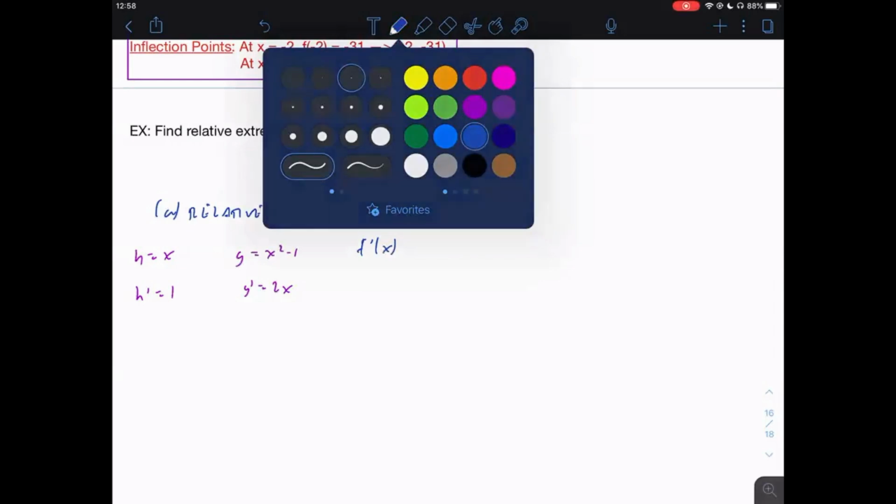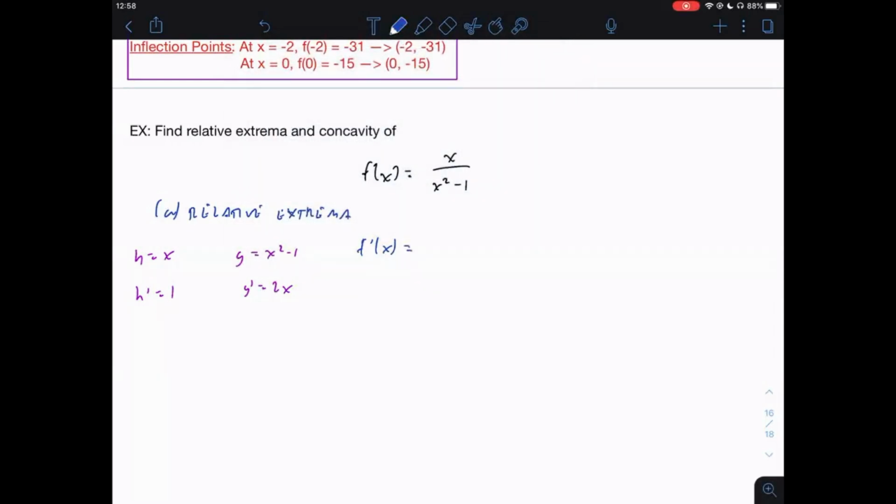So now applying the quotient rule, we're going to take h prime times g. So 1 times x squared minus 1, subtracted by h times g prime. So minus x times 2x. All right, all over g squared. That's divided by x squared minus 1 squared.